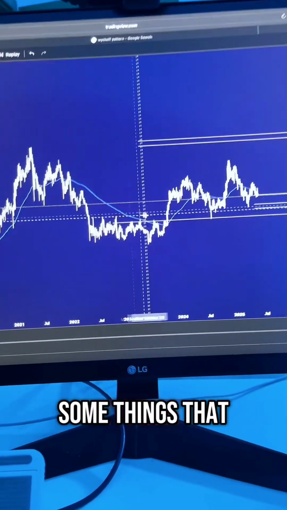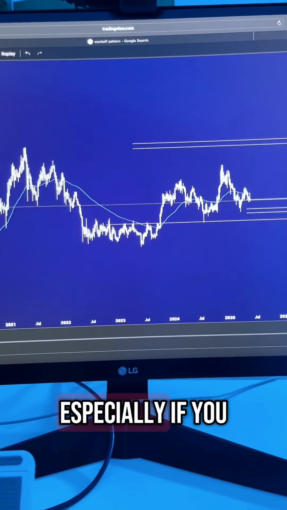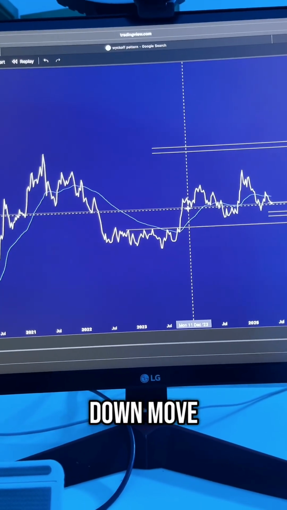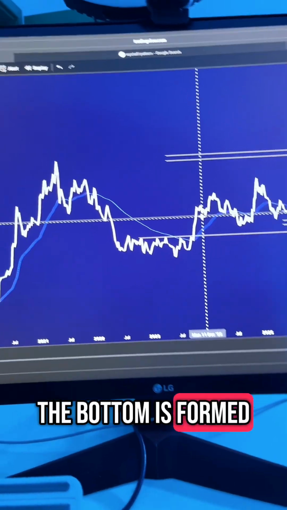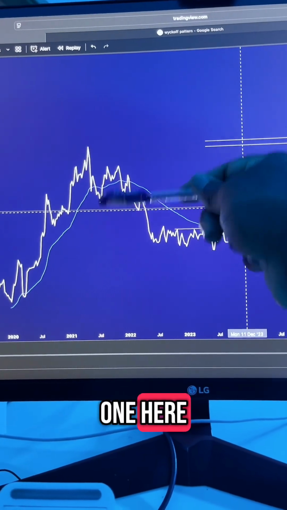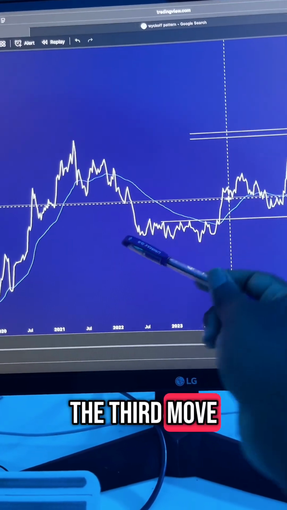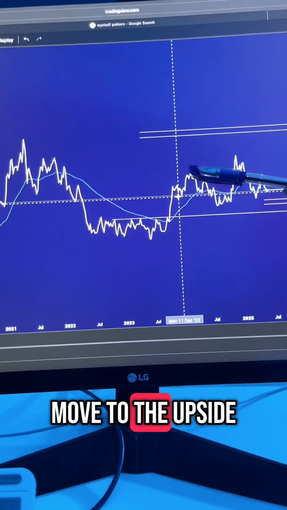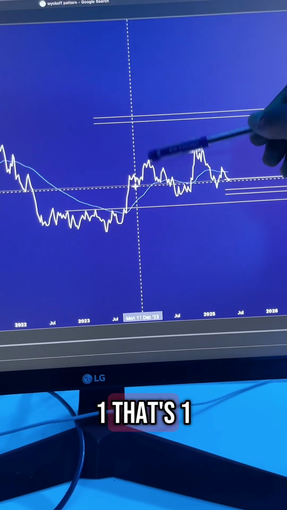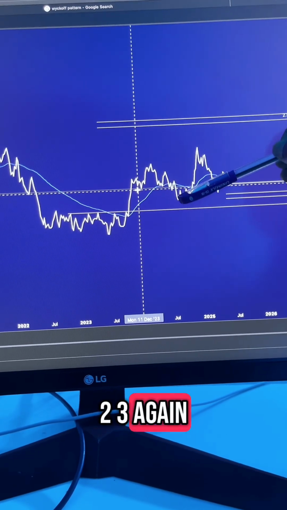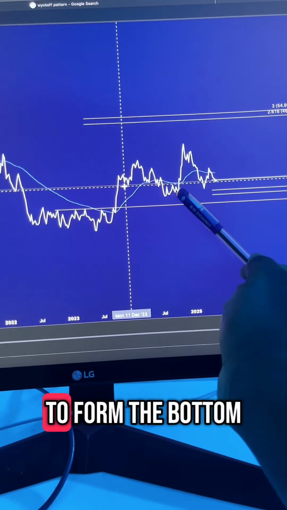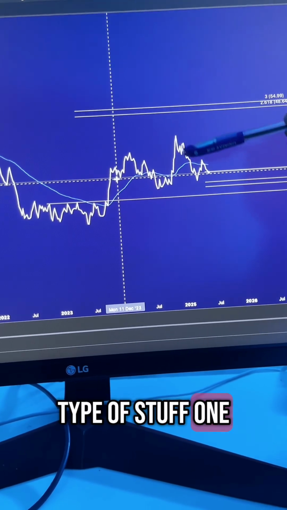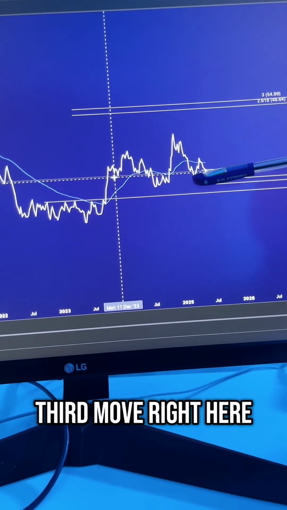Now, there are some things that you can easily notice here, especially if you turn it to the line chart. You see that we keep having some three-wave down moves on Chainlink where the bottom is formed. So here we had a move, one here, second move, and the third move where the bottom or accumulation zone is formed. After this big move to the upside, we had a 1, 2, 3 again here. Then it accumulates to form the bottom. Here you also have the same type of stuff. 1, 2, and the third move right here.